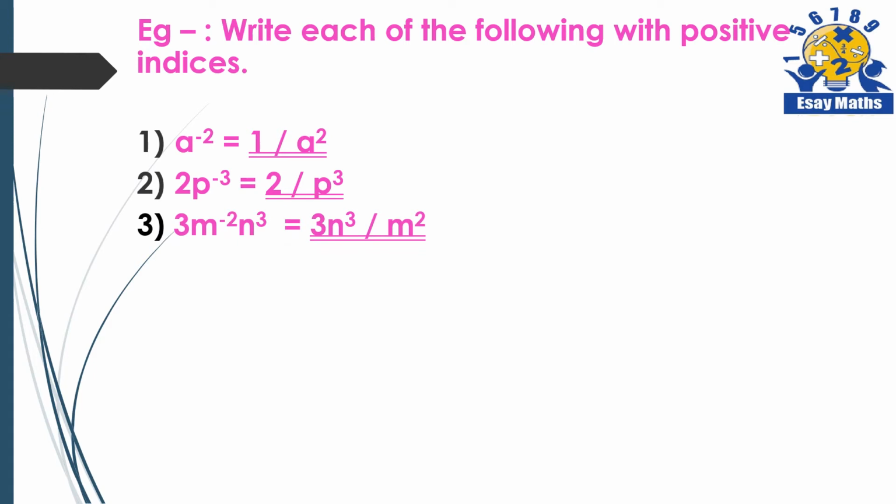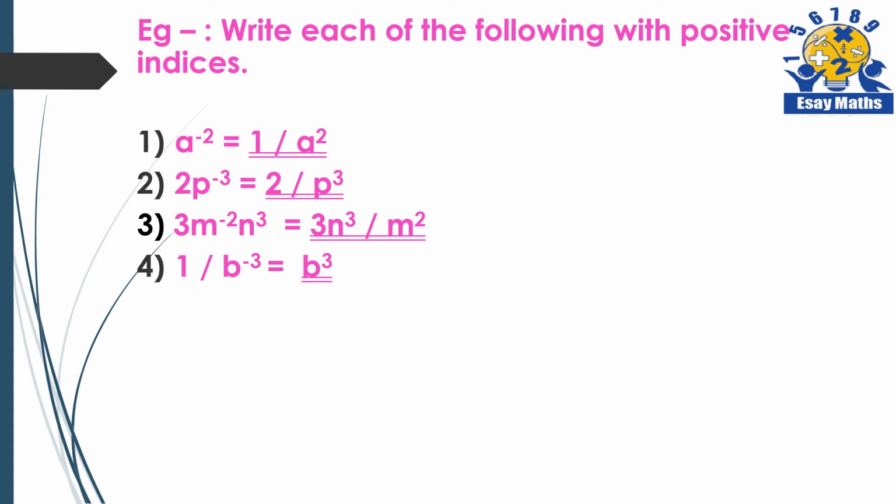Third example, 3m to the power minus 2, n to the power 3. Here 3 is with a positive index. Here the index is 1. Then m is with a negative index, so you should get the reciprocal. It means you should write it in the denominator. Then n to the power 3 is with a positive index, so no need of changing that. Then the answer should be 3n to the power 3 over m to the power 2.